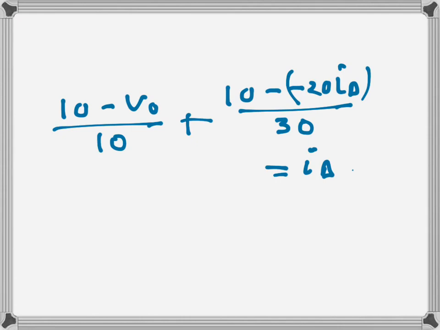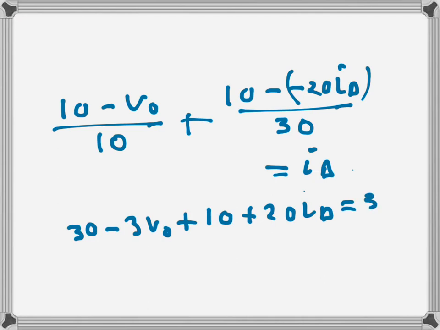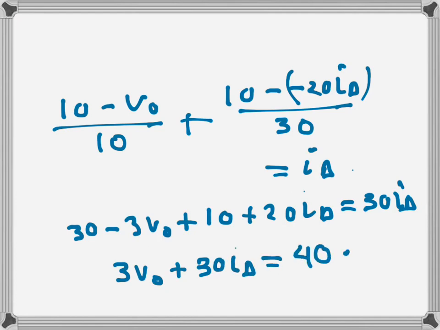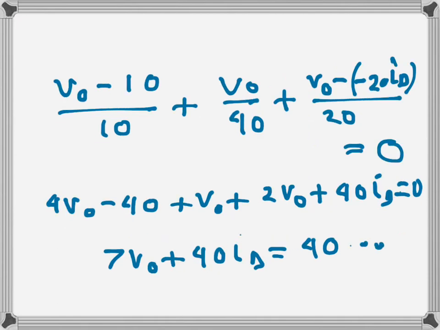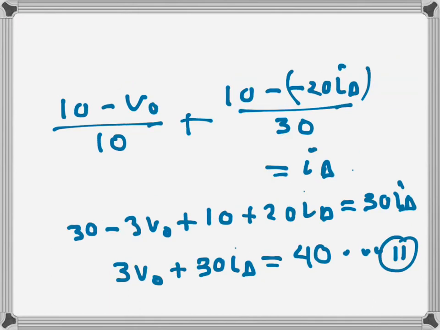Now we multiply by 30, so we get 30 minus 3 V naught plus 10 plus 20 I delta equals 30 I delta. If I rearrange this, it becomes 3 V naught plus 30 I delta equals 40. That will be my equation 2. So we have two equations, this is equation 1 and that's equation 2. There's a mistake actually. This one will be 10 I delta, sorry, not 30.